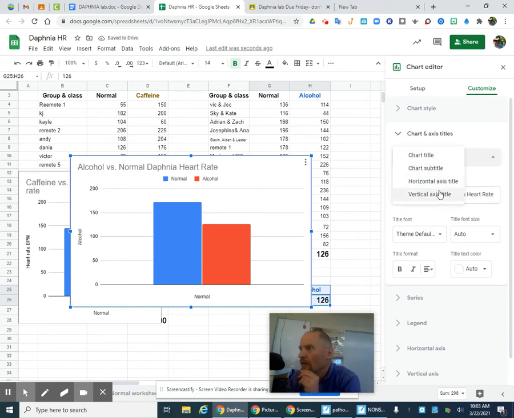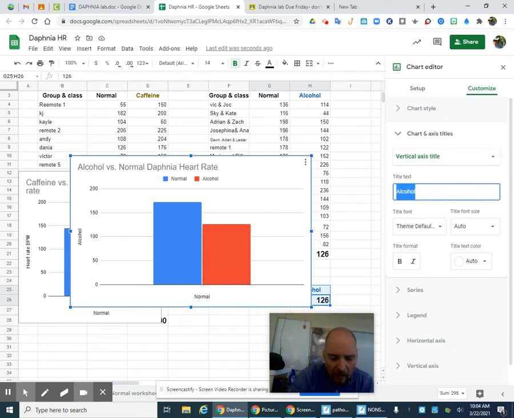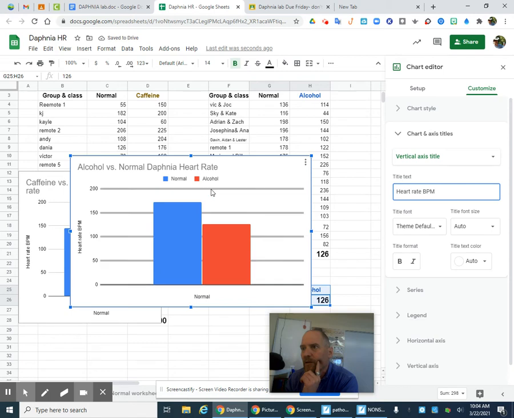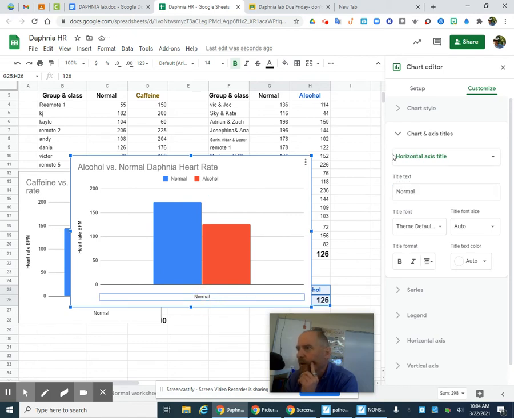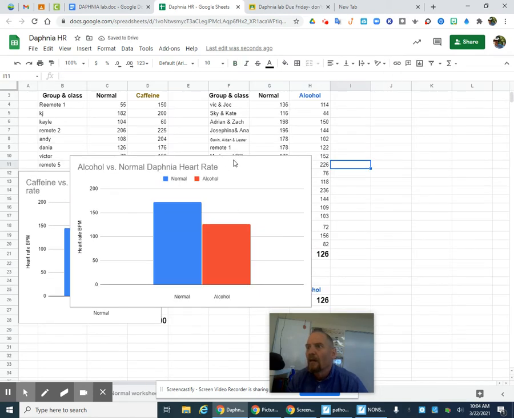And I also want to do the vertical axis, and that is heart rate. You say BPM, beats per minute. All right. Copy and paste it, and you're done. Okay. You got normal versus alcohol. You could fix this a little bit if you want. Alcohol. Put some space in between it so it pops up on there. And you just copy and paste it, and we're done. All right, and that's it for that.